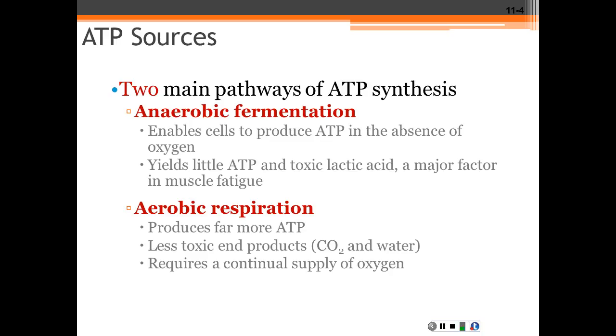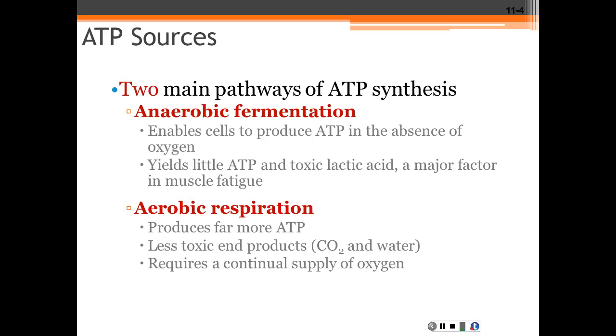When we talk about anaerobic fermentation, or respiration, we're looking at respiration without oxygen. Now, the process uses the electron transport chain, but does not use oxygen as the electron acceptor. So oxygen is not needed in order for this process to begin. Aerobic respiration is the respiration that needs oxygen to continue.